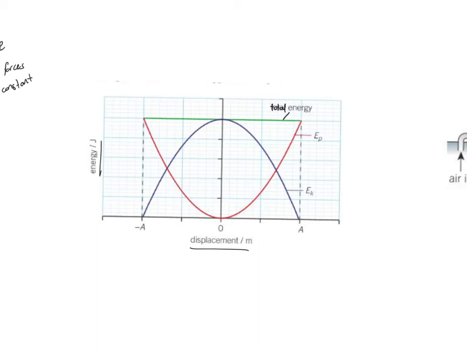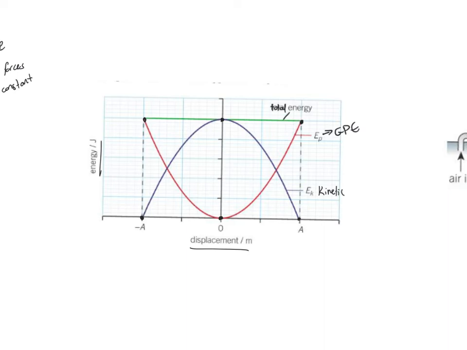And you can also see the red line, which is the gravitational potential energy. You would expect it to be maximum at maximum amplitude, but zero at the equilibrium position. With the kinetic energy now, which is the blue line, you have the opposite. You have zero kinetic energy at the amplitudes, the maximum displacements, due to the fact that it temporarily stops, but it's maximum at the equilibrium position.